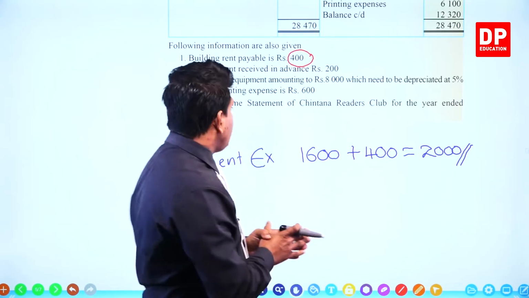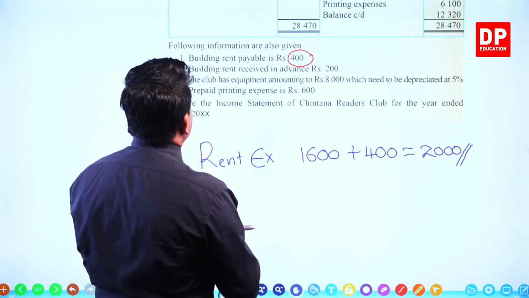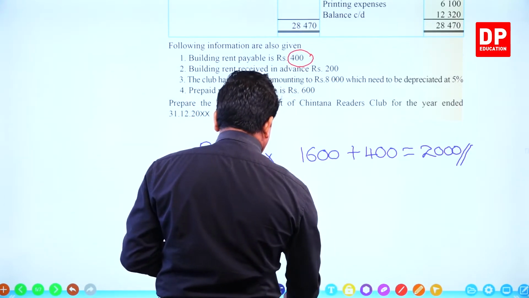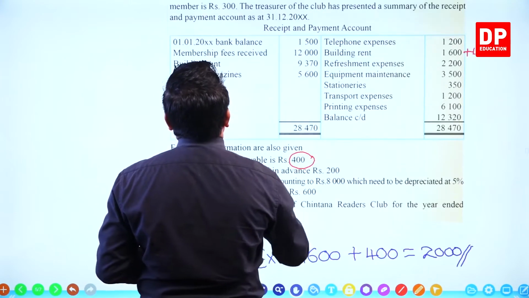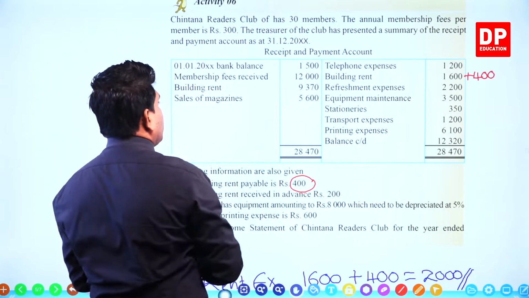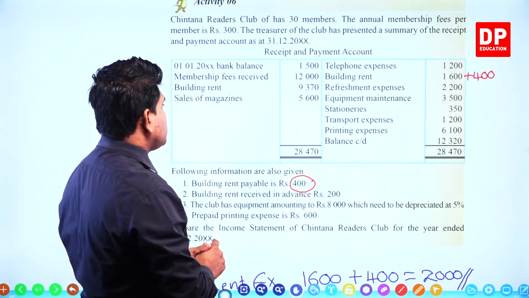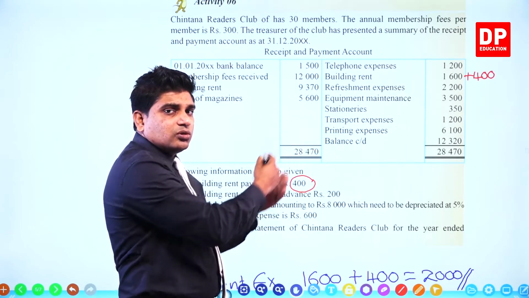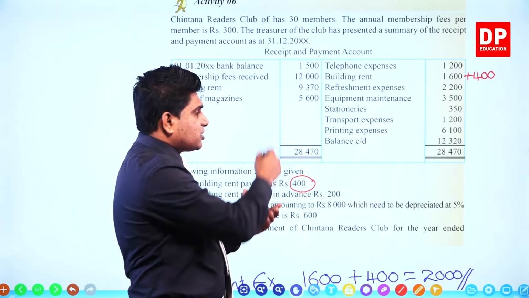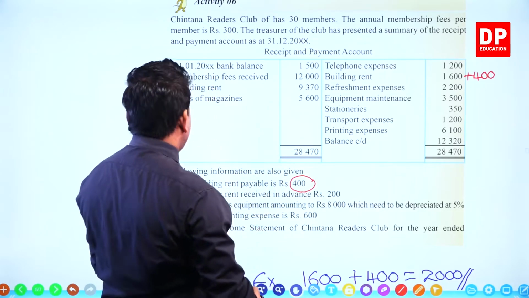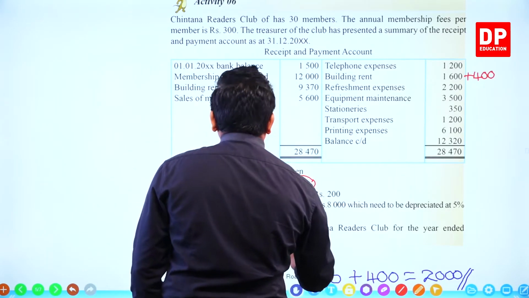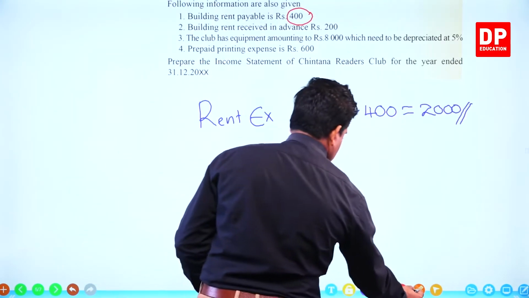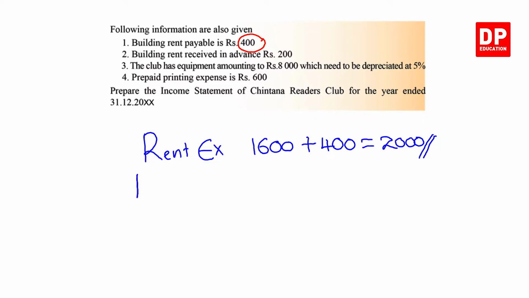So here building rent received in advance 200. Now you go to the building rent income. How much? Building rent income 9,370. There is no space to do some calculations here, so we can write it down. Building rent 9,370. Here rent income, right?